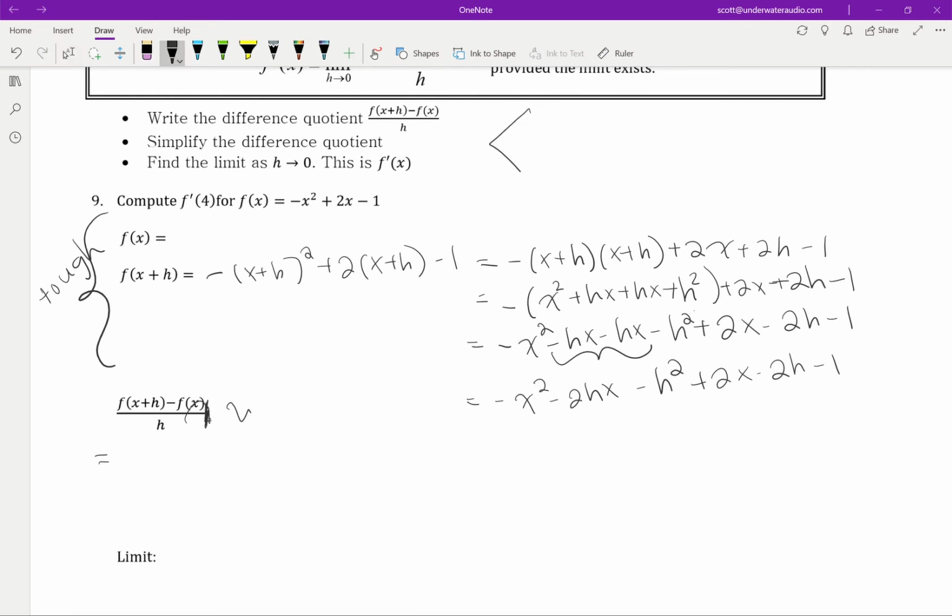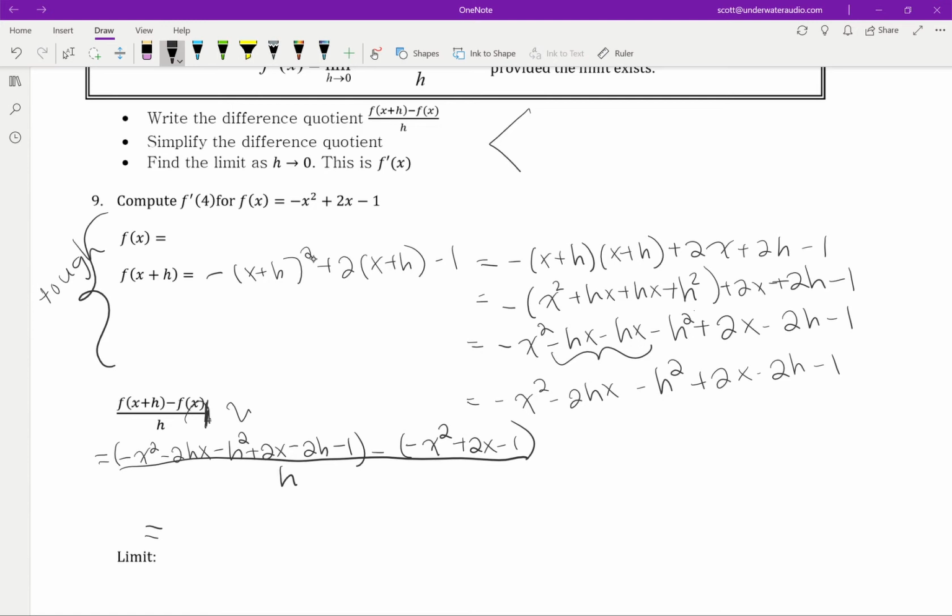That is f of x plus h. We just calculated negative x squared minus 2hx minus h squared plus 2x minus 2h minus 1. And then I am subtracting f of x, which is minus x squared plus 2x minus 1. And then on the bottom is just an h. So I need to simplify that, which I think will take a little bit.